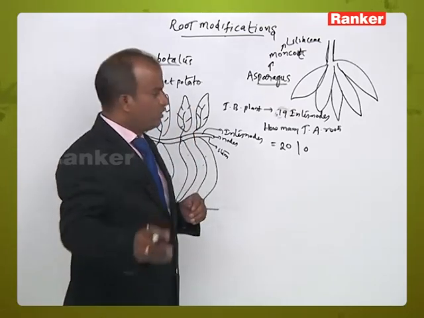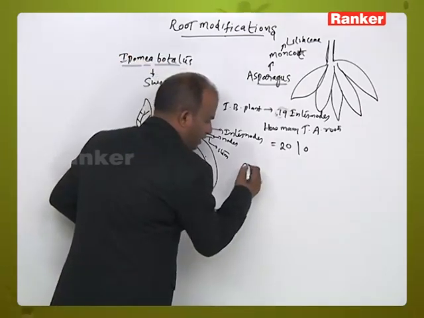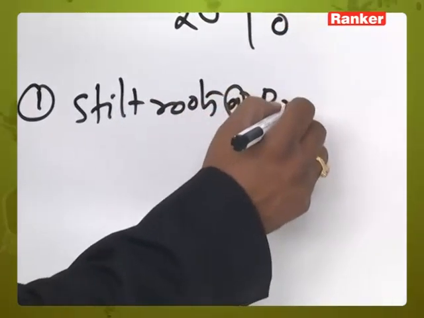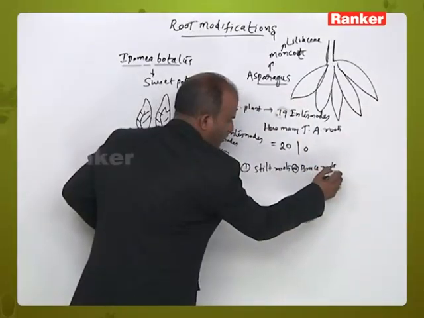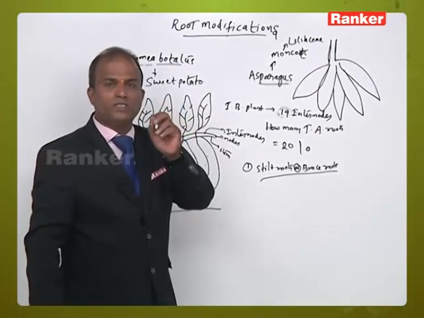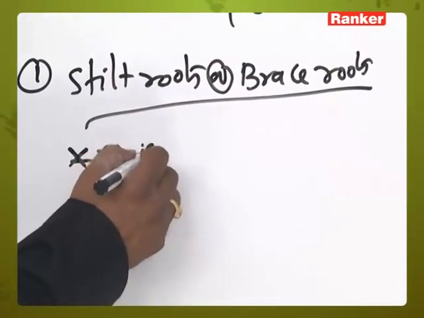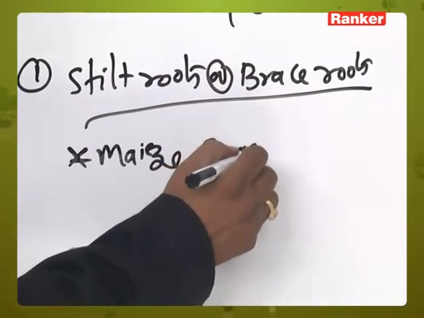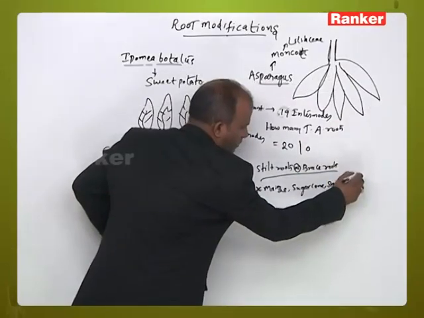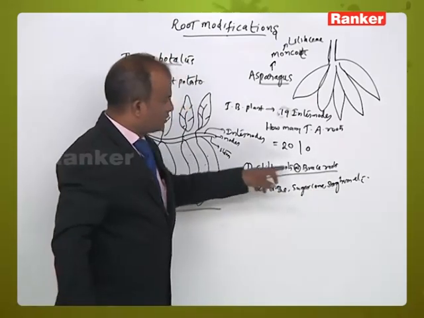When we are talking about adventitious roots, another example is stilt roots, which are also called brace roots. Stilt roots are also called which roots? Brace roots. In which plants do they show stilt roots or brace roots? They are present in maize, sugarcane, sorghum, etc. In maize, sugarcane and sorghum, these are stilt roots or brace roots.